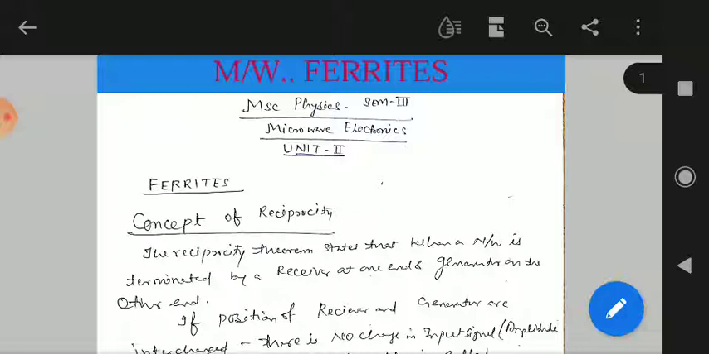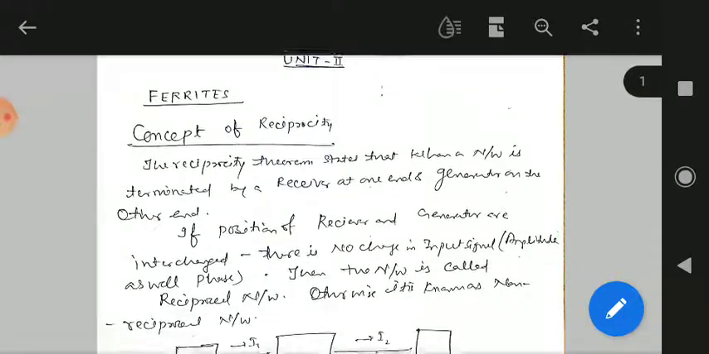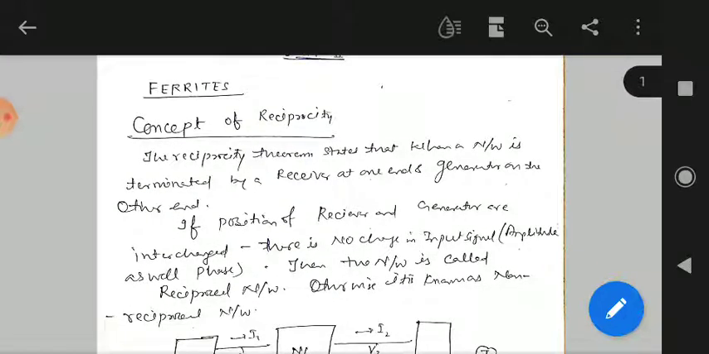The reciprocity theorem states that when a network is terminated by a receiver at one end and the generator on the other end, if the positions of the receiver and the generator are interchanged, there is no change in the signal, in amplitude as well as phase. This network is called a reciprocal network. Otherwise, it is known as a non-reciprocal network, just like it's shown in the figure.